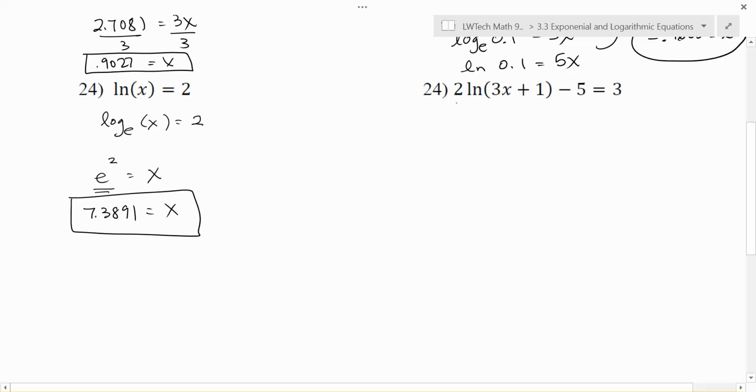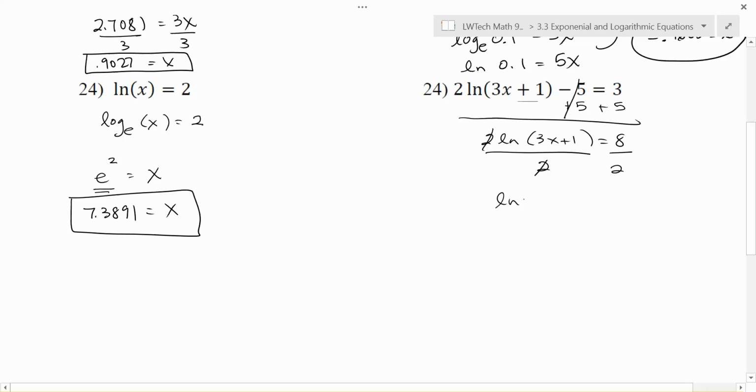In problem number 24 here, we have 2 times the ln of 3x plus 1, and then we want to subtract 5 from that to get 3. Again, the x is trapped inside the logarithm, so I will need to switch to exponential form, but I need just the logarithm by itself first. So first thing I'm going to need to do here, with the weakest link, we're going to get rid of the minus 5 by plussing 5 to each side. It's going to leave me with 2 times the ln of 3x plus 1 equals 8. Next, I'm going to divide by 2 on each side to finish getting that logarithm by itself. So I have the ln of 3x plus 1 is equal to 4.